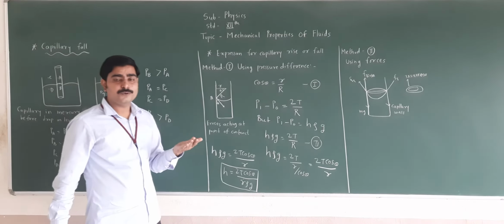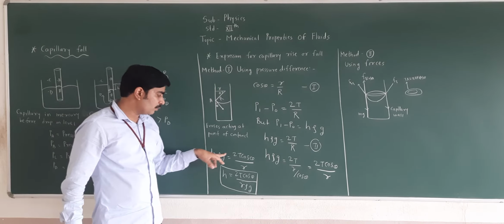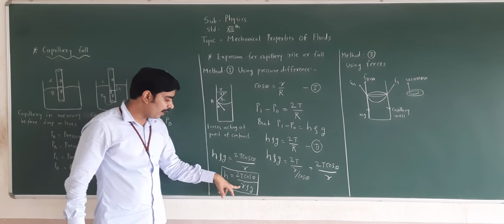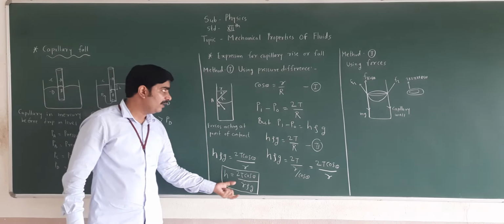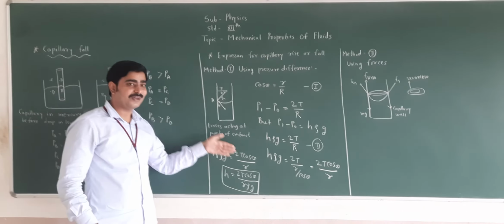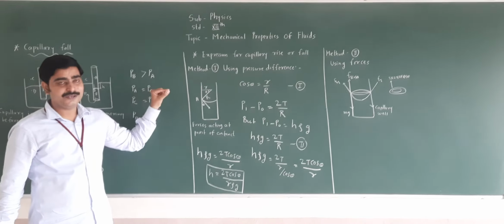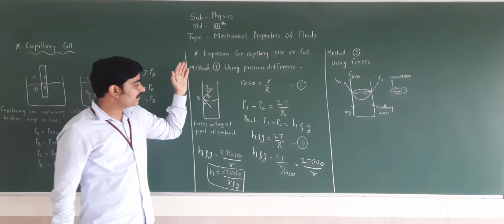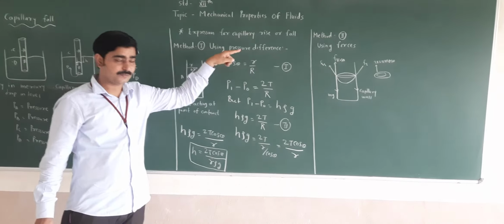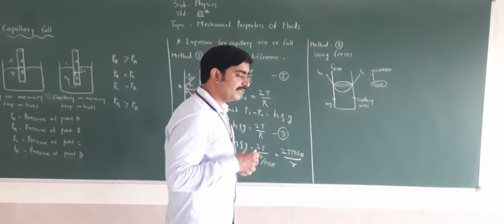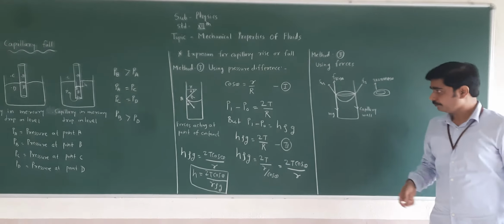I want to find the equation for the rise of liquid level, so I can write H is equal to 2T cos theta upon r rho G. After this equation, you should write one statement that this is the equation for the rise of liquid level inside the capillary tube. Okay, so this is the equation by using method 1, that is using the pressure difference. Now in your syllabus, there is another method, method 2, using the forces.